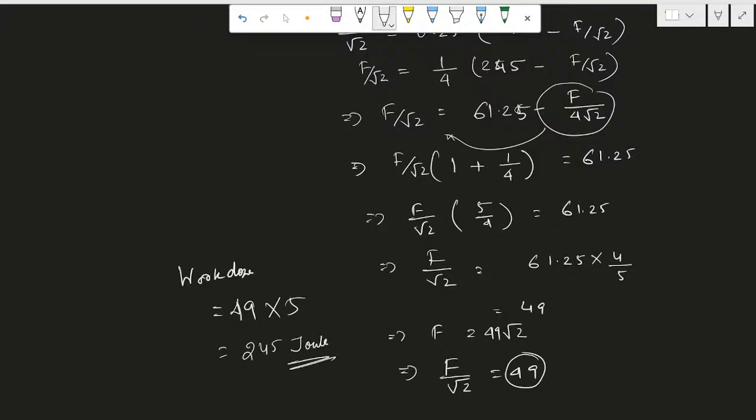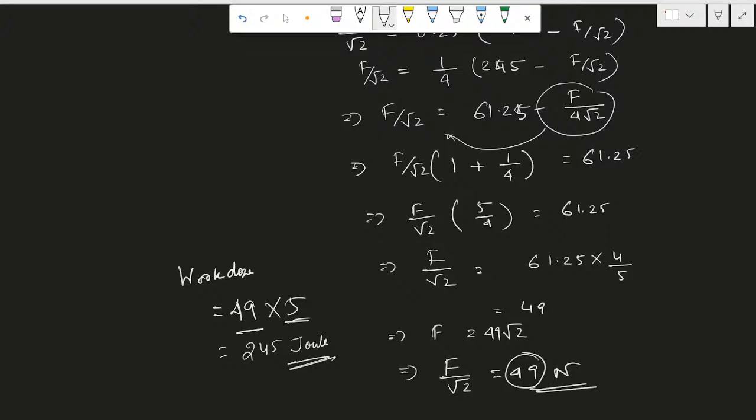So do you understand? Work done is equal to force into F s cos theta. So F cos theta is F by root 2. F by root 2 is 49 Newton. Oh, you got it already. So 49 and S is 5 meter. It is given in the question. So 245 joule. This is the first question.